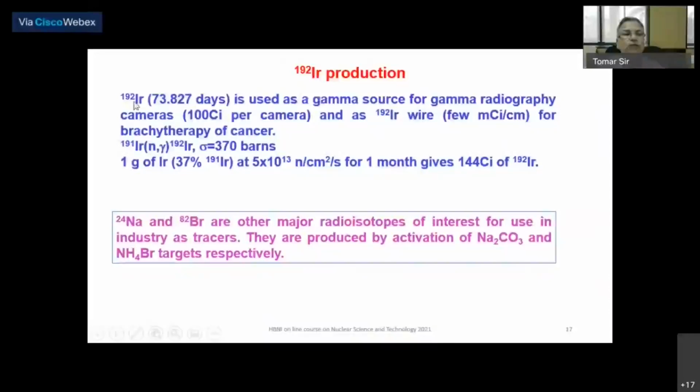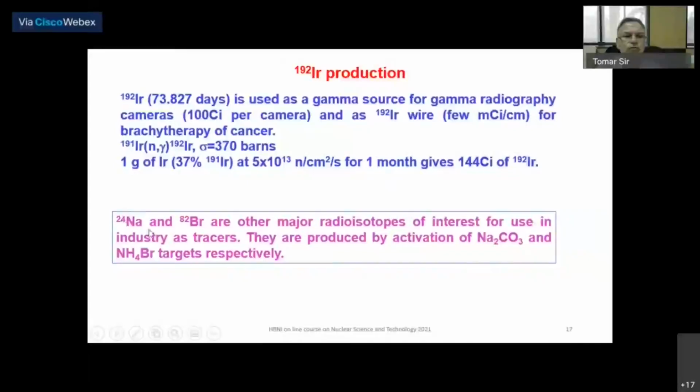Iridium-192 is another very useful isotope having a half-life of 73 days. It is a gamma source for gamma radiography or even brachytherapy. In radiography, cameras require 100 curie of iridium-192, or in brachytherapy, iridium-192 as a wire, a few millicurie per centimeter. It is produced by iridium-191 (n,γ) iridium-192, cross-section 370 barns. Iridium-191 has 37% abundance, the other one is iridium-193. About 144 curie of iridium-192 you get in a month's time of irradiation for 1 gram.